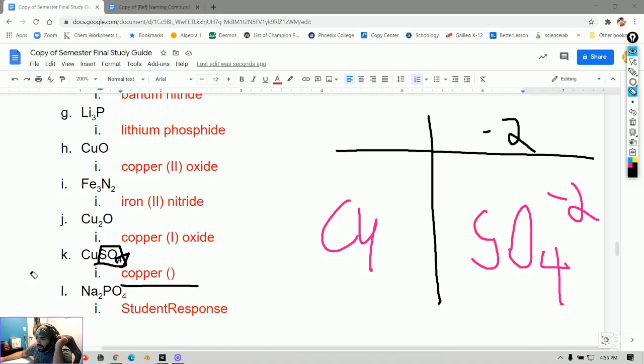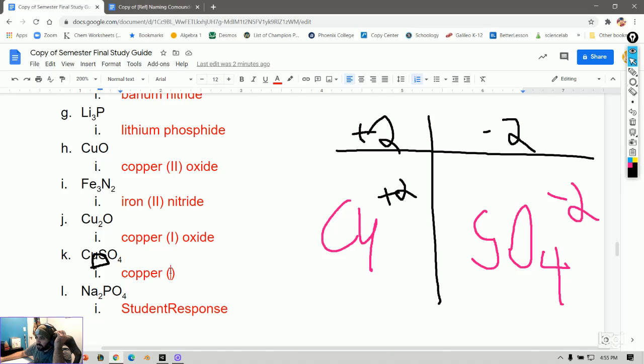How many coppers do I have? Just 1, because there's nothing written there. So I have just 1 copper. If the 1 sulfate has a -2 charge, then the 1 copper must have a +2 charge to balance that out. So this would be called copper 2 sulfate.